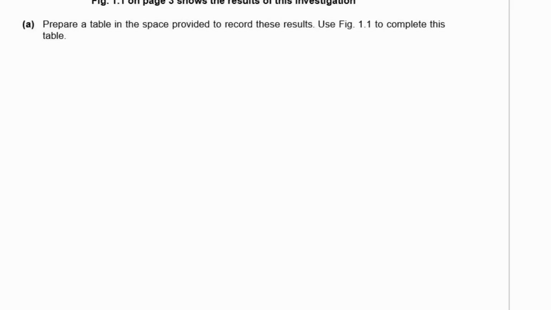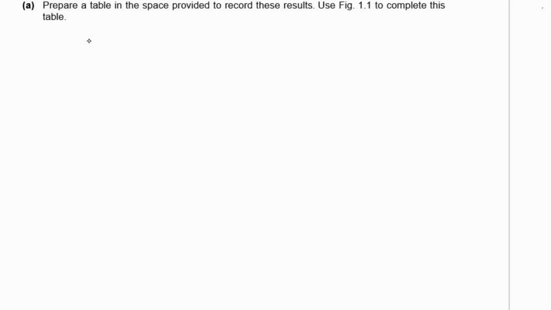A. Prepare a table in the space provided to record these results. Use figure 1.1, which is on the next page, to complete this table. So whenever you record a table, what you're changing, the independent variable, is always in the first column, and what you're measuring is in the columns after that. So the independent variable here is whether it's beaker A or beaker B.